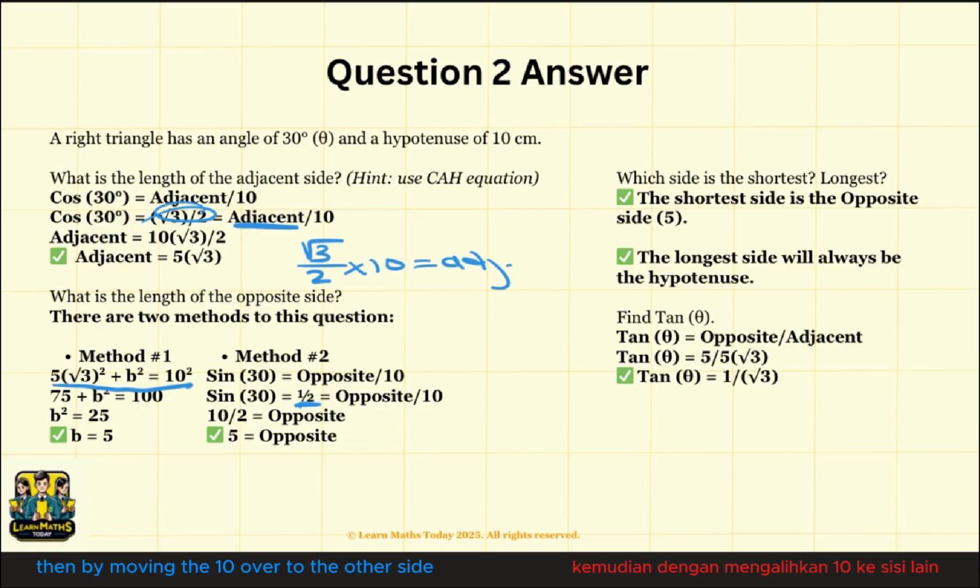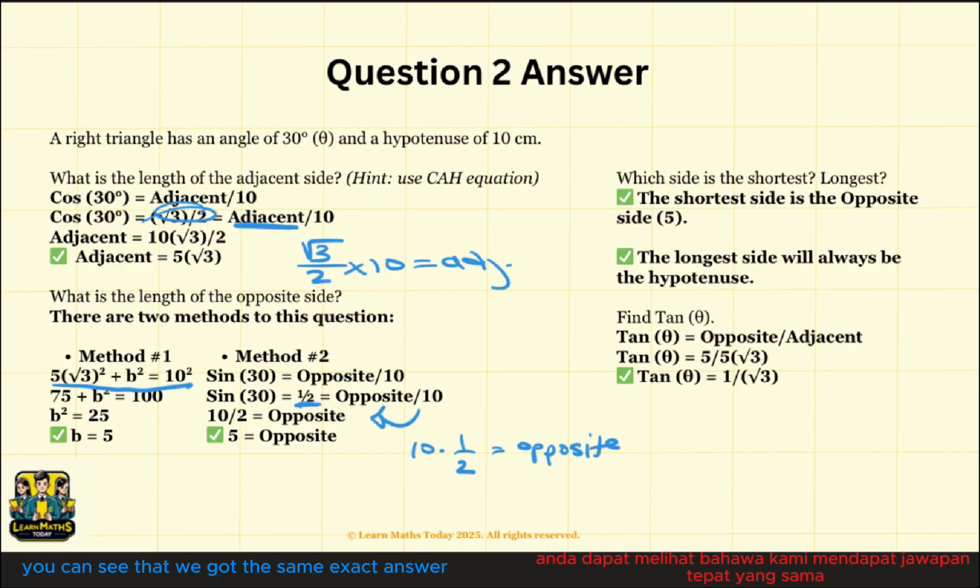Then by moving the 10 over to the other side through multiplication, giving you 10 times 1/2, that's going to be equal to the opposite, and that would give you 5. So in this case, the opposite is the value 5. And then if you look at the first method, you can see that we got the same exact answer using Pythagoras' theorem, which really just checks to make sure that we've done this correctly.